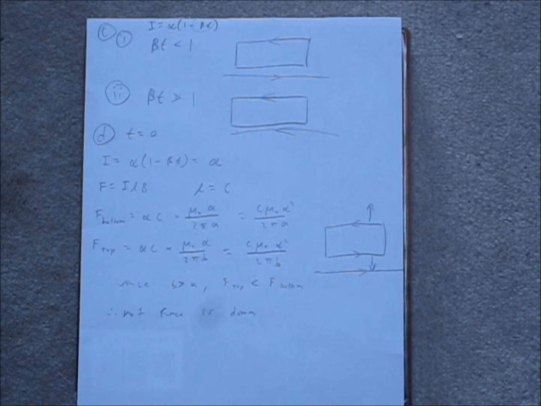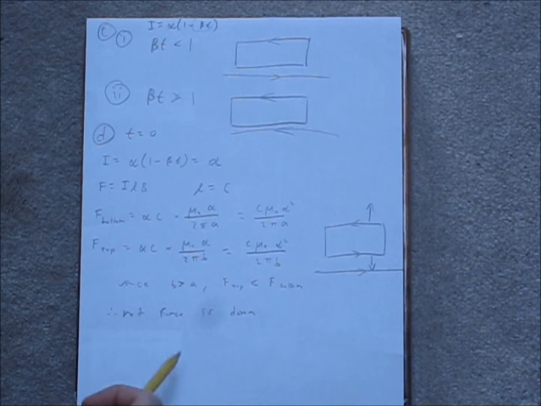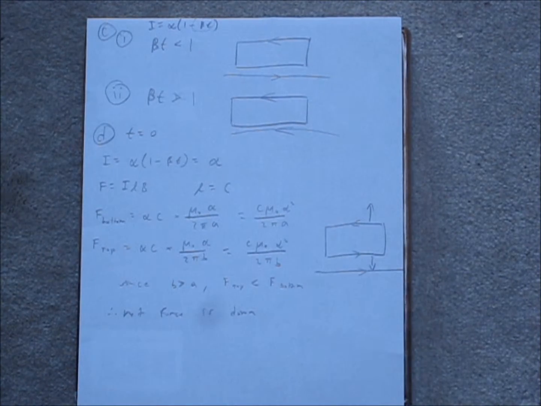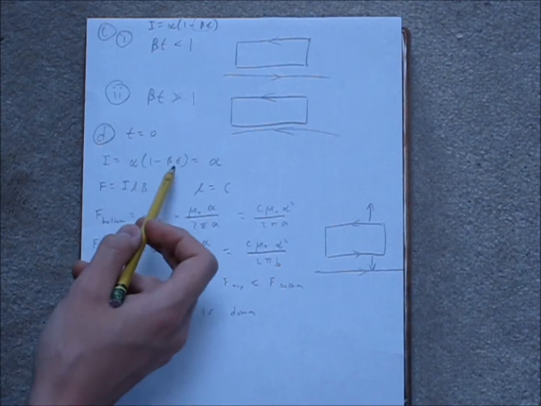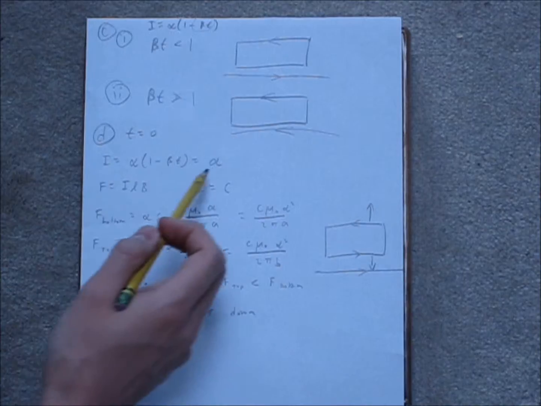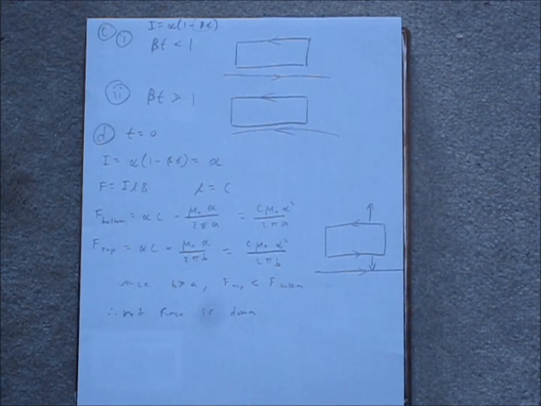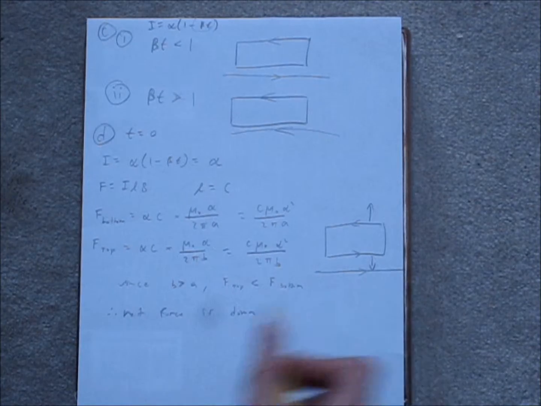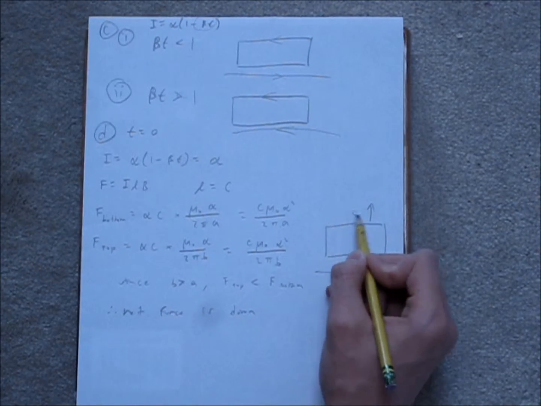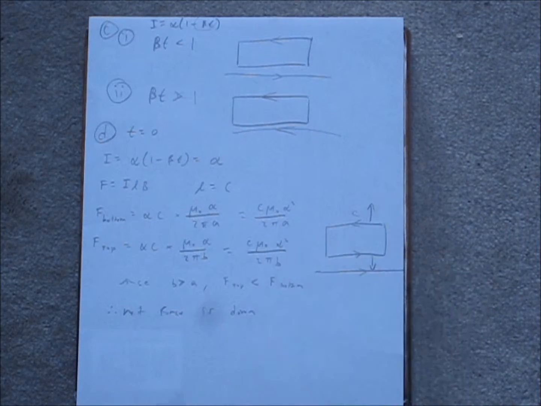Part D is asking us to find out whether there is a net force on the loop. So this starts at t equals 0, so right away we know that if we plug that in here, the current would be equal to the constant alpha. We know that F equals ILB, the force of the magnetic field, and we know that the length would be c, which is just the length of this top thing.